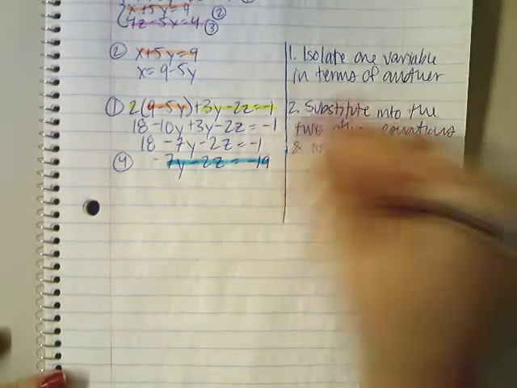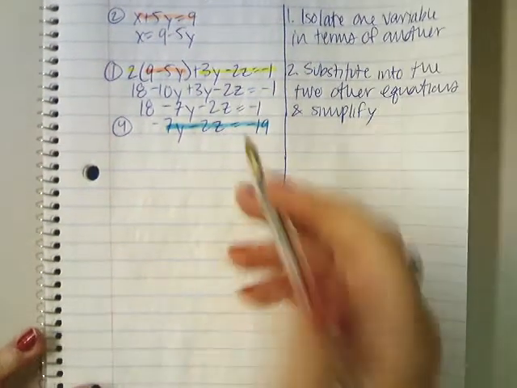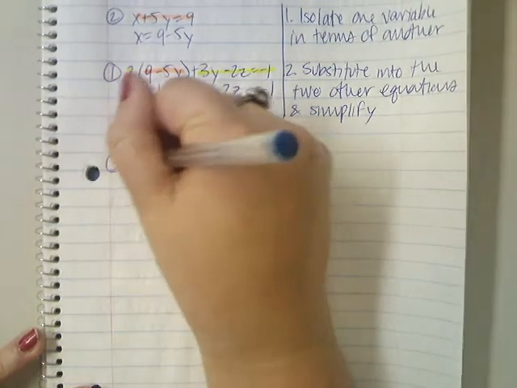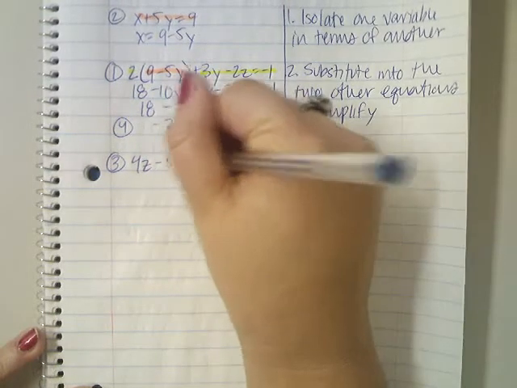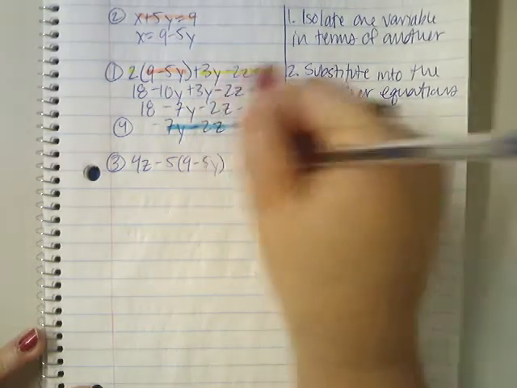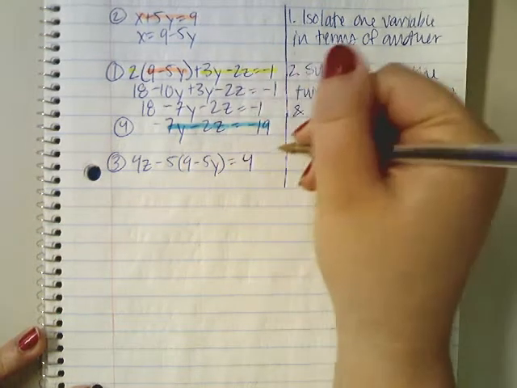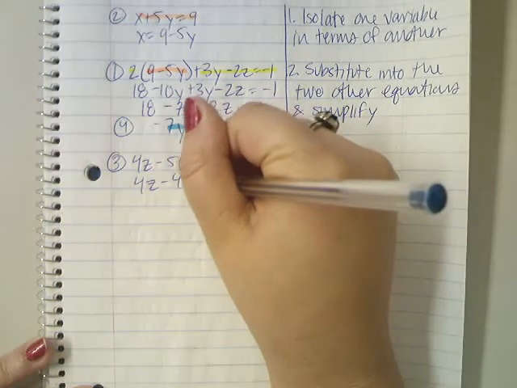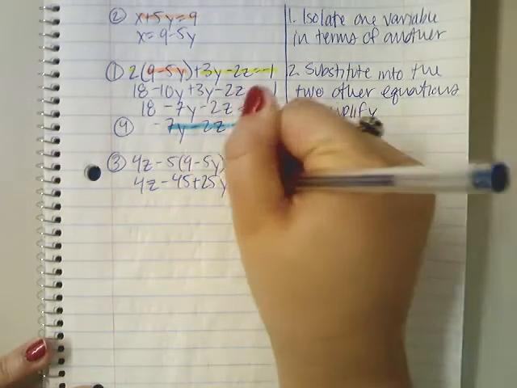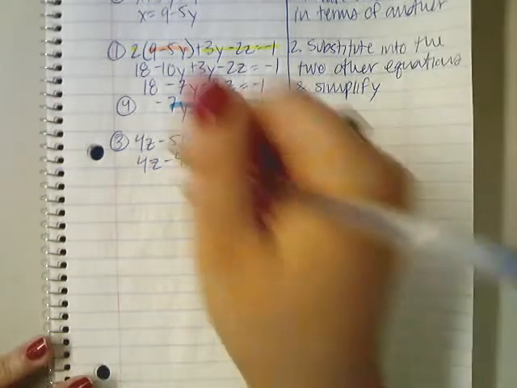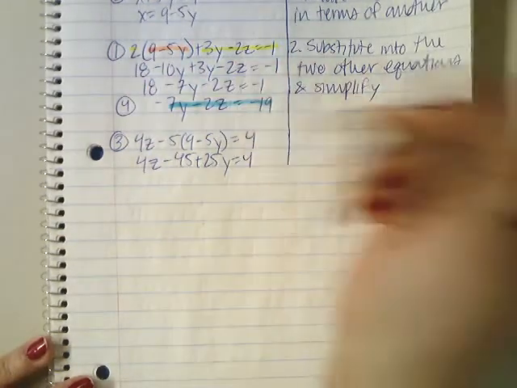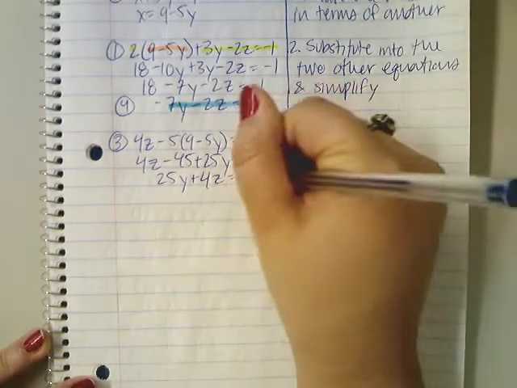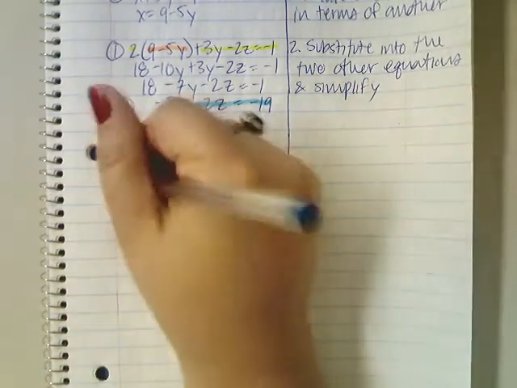So then I'm going to do that. I'm substituting into both the other equations. So I'm going to substitute 9 minus 5y into equation 3 as well. So I have 4z minus 5 times 9 minus 5y equals 4. And distribute, I get 4z minus 45 plus 25y equals 4. I move my 45 to the other side, and I'm going to rearrange so that my y is written first. So I get 25y plus 4z equals 49. And that's my equation 5.